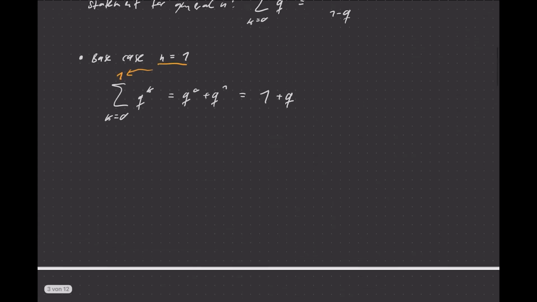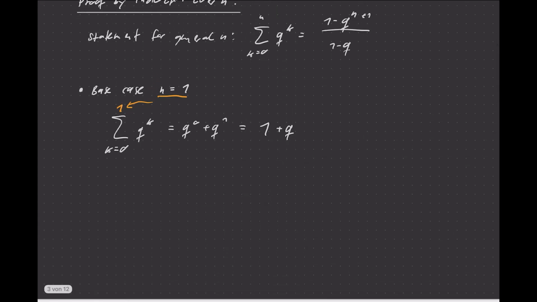Okay, so what about the right-hand side of this expression? So write that down as well. 1 minus q to the power of 1 plus 1 over 1 minus q. So again, this n equals 1 enters here. Well, that's 1 minus q squared over 1 minus q. And if you know your binomial formulas, you will recognize 1 minus q squared. That's 1 minus q times 1 plus q.